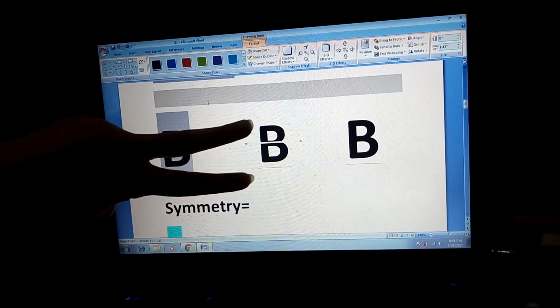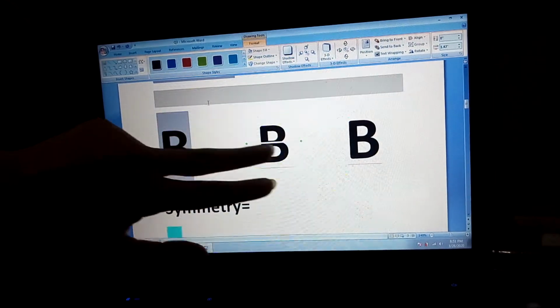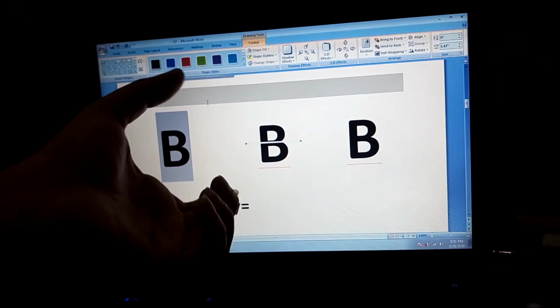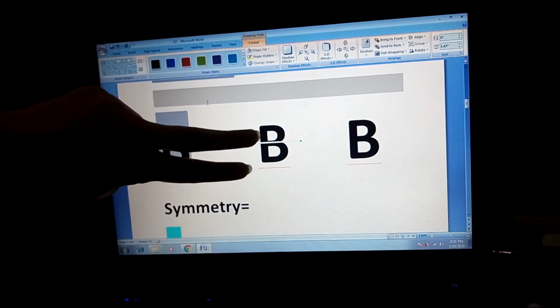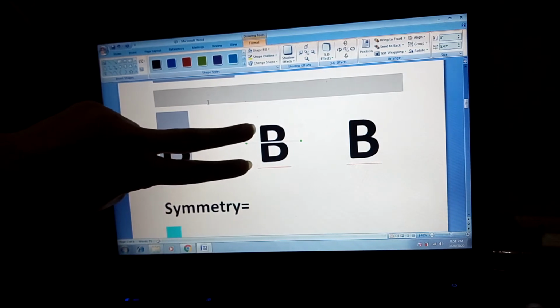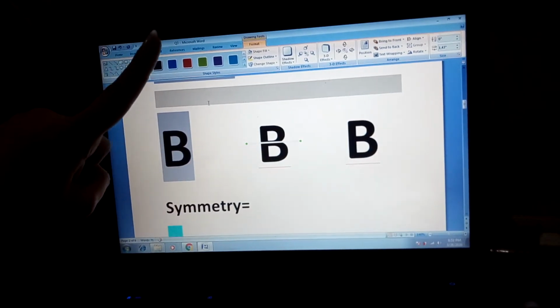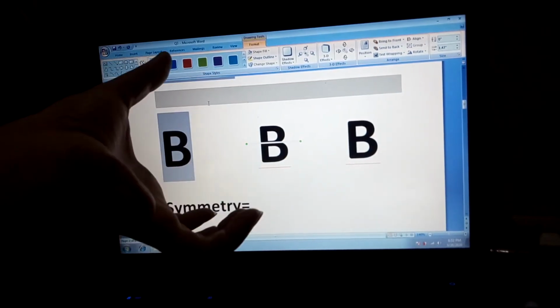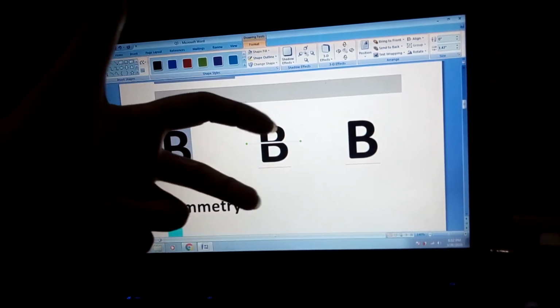You can consider this image. When I break down the B from the middle of the B line, the upper and the lower part of the B are the same. So it is symmetrical. Here there is one symmetrical line that converts the alphabet into two equal halves.